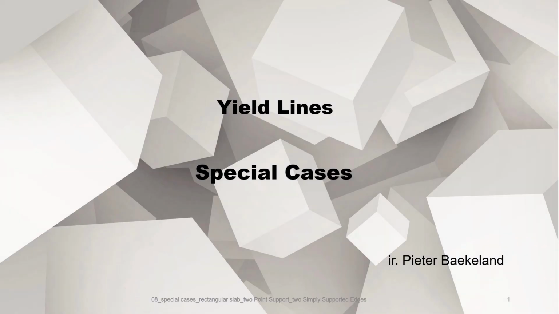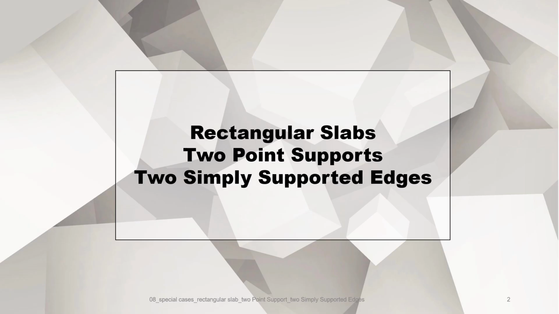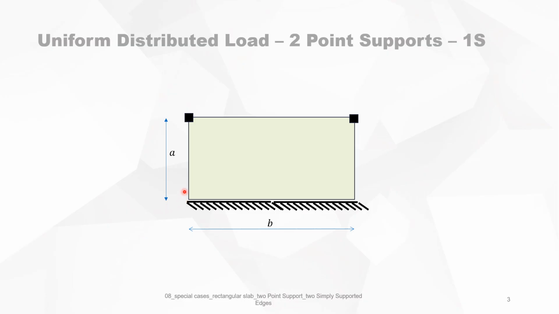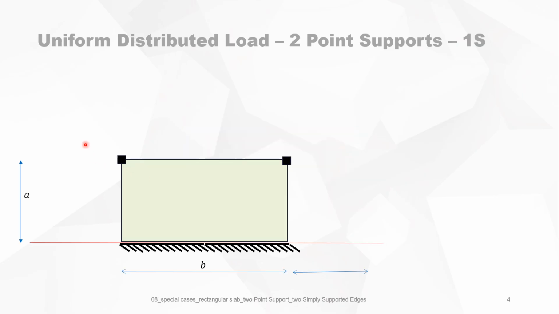Yield lines, special cases. This video will deal with rectangular slabs with 2 point supports and 2 simply supported edges. So we have a rectangular slab with 2 point supports and a simply supported edge at size B. B is bigger than A. We will use the method of yield lines to determine the maximum bending moment.